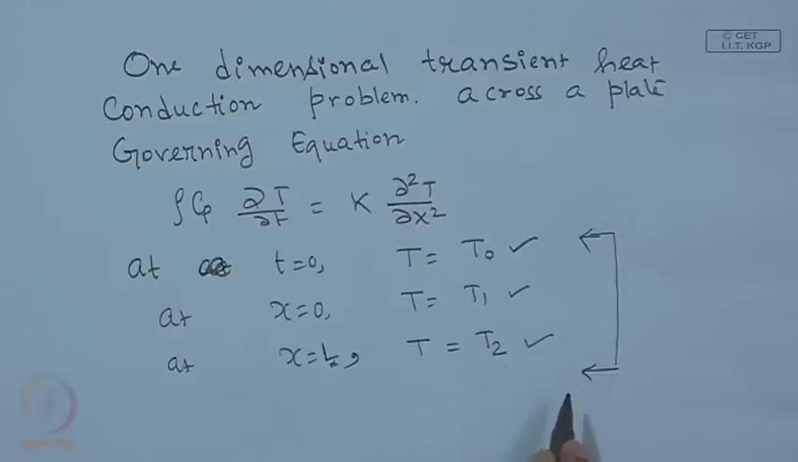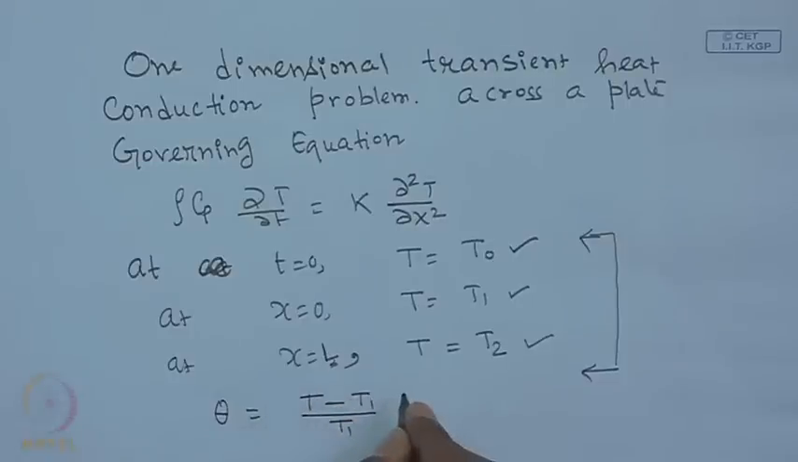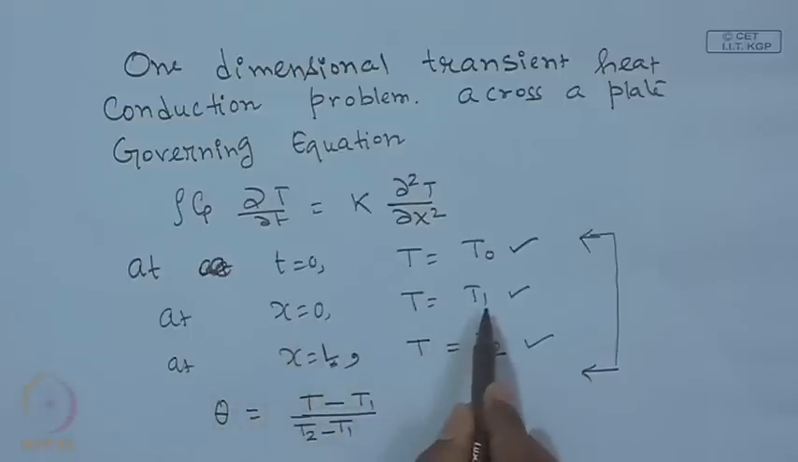So, in order to reduce the labor of doing the solution, what will we do? We will define a non-dimensional temperature such that one of the boundary conditions becomes homogeneous automatically. So, we will define a non-dimensional temperature as T minus T 1 divided by T 2 minus T 1. That will simply make this boundary condition homogeneous, that is, at x is equal to 0, T is equal to T 1. So, we will be reducing the number of non-homogeneities from 3 to 2.